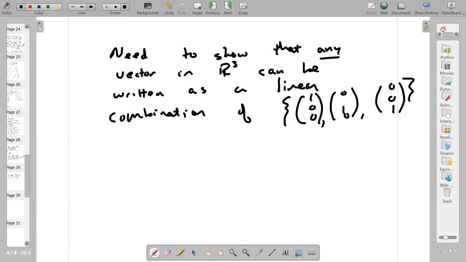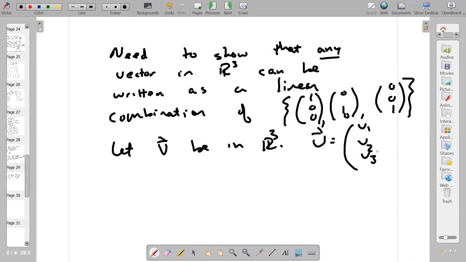1, 0, 0, 0, 1, 0, 0, 0, 1. So let V be in R3. We might write V down as V1, V2, V3, just a column vector.